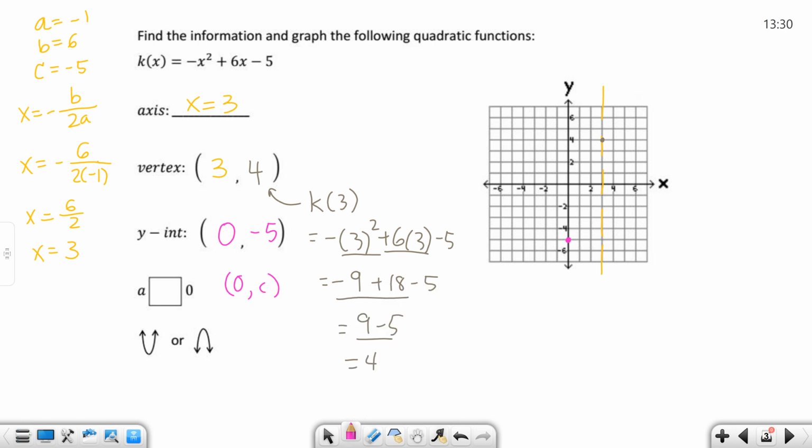Oh, and then a in this case is negative 1, which is less than 0, so I want you to put a less than here. So that means it's doing what? Frowning. It's frowning. Again, you look at the vertex, and it's got to go down or it can't cross it, right? Can't work that unless it does that.